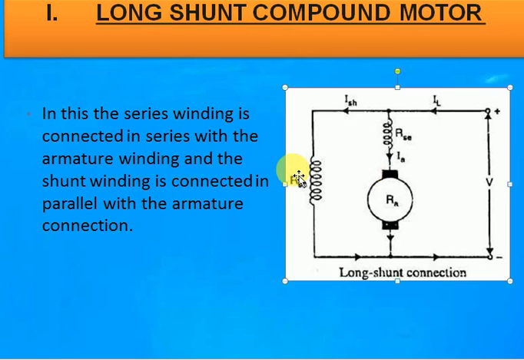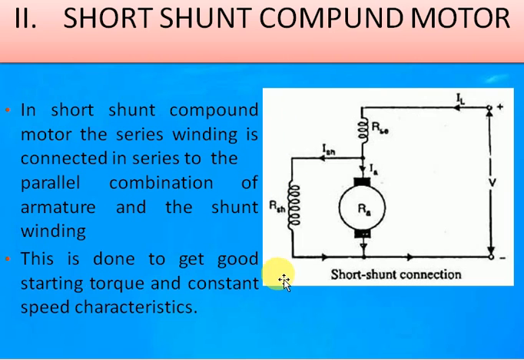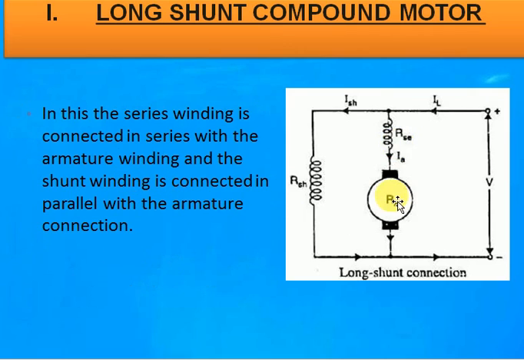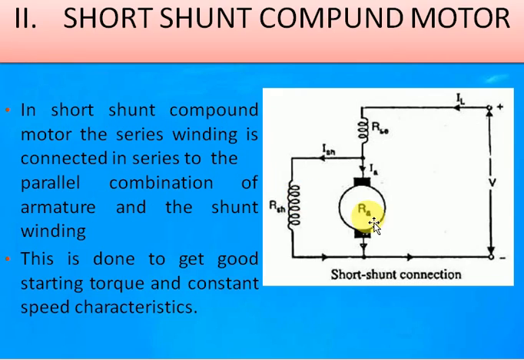In this, the series winding is connected in series with the armature winding, and the shunt winding is connected in parallel with it. In short shunt case, what is short shunt? We have only one part which is parallel with the armature, and the remaining part is in series. Now what is the difference from the previous? In the previous one, we took the series winding with the armature, and then shunted the whole thing. But in the case of short shunt, we have taken the armature and shunt winding in parallel, and after that we use the series winding.